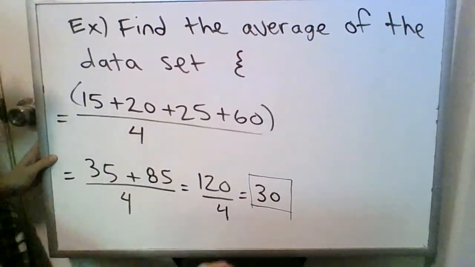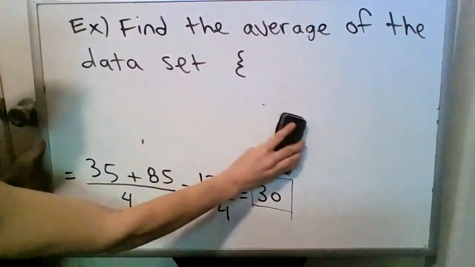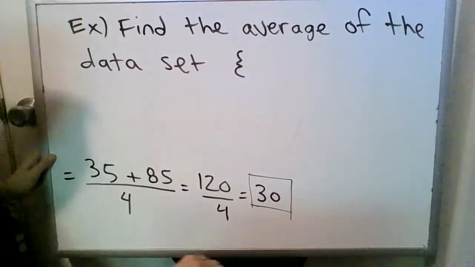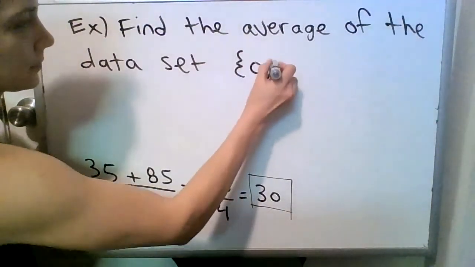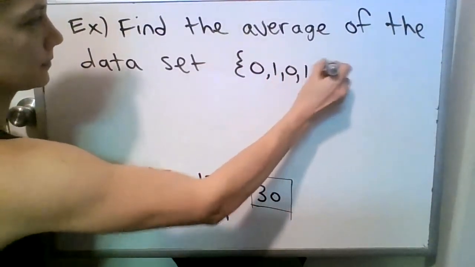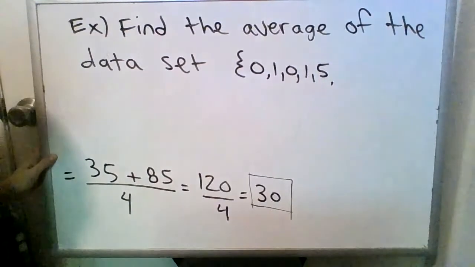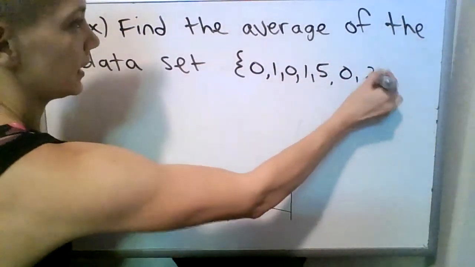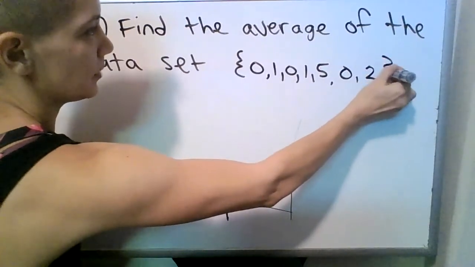Okay, our set this time includes or contains 0, 1, 0, 1, 5, 0, 2. And then close your set with the curly bracket.